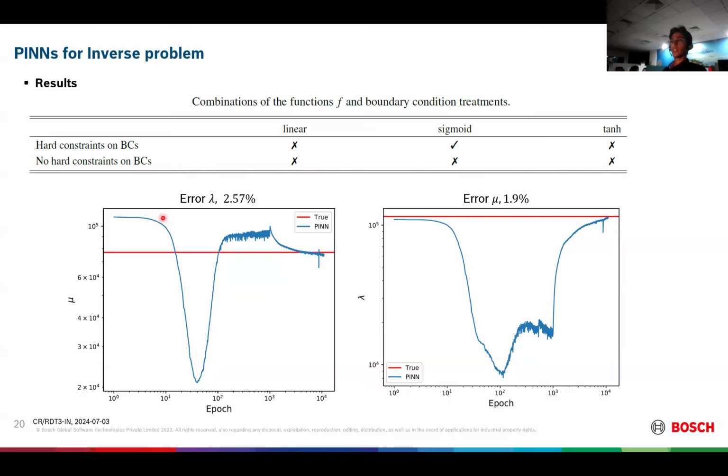And here, for this setting, we can see the prediction of parameter mu over the epochs. It's converging to the actual value. And also we can see the other parameter is converging too, and the error is less than 3% for both.